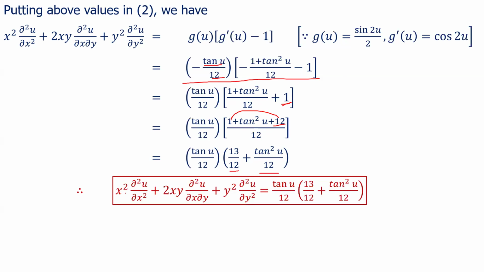Therefore, x square del 2u del x square plus 2xy del 2u del x del y plus y square del 2u del y square is equal to tan u upon 12 times 13 upon 12 plus tan square u upon 12. And this is our desired result, hence proved.